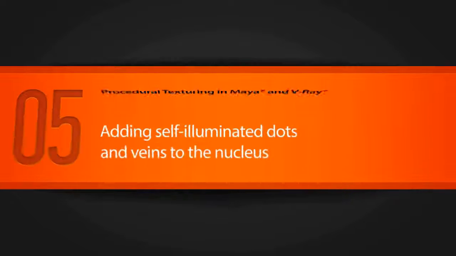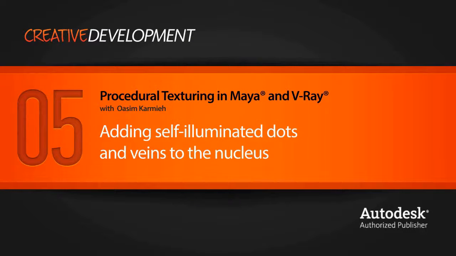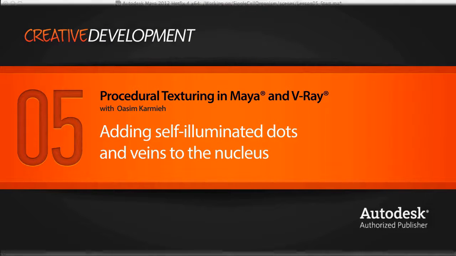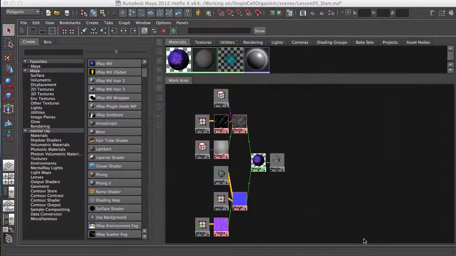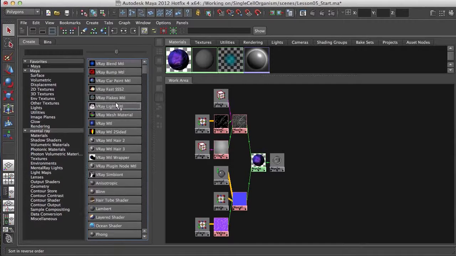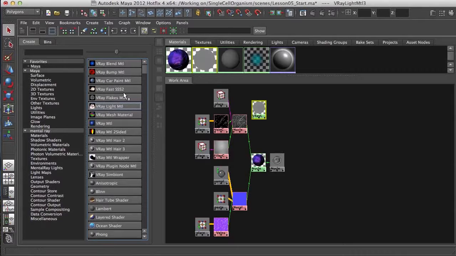In this lesson, I want to add some type of self-illuminated dots and vines on the surface of the nucleus using V-Ray light material, just to make the cell organism look more sci-fi. To do that, I'll start with the V-Ray light material, and we can find that here. Click on the V-Ray light material.